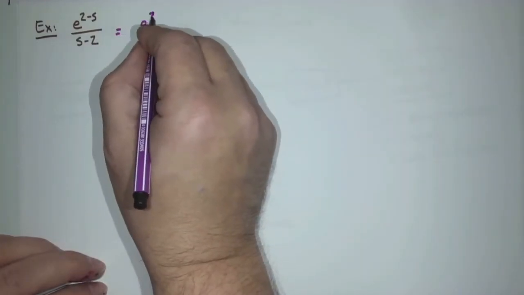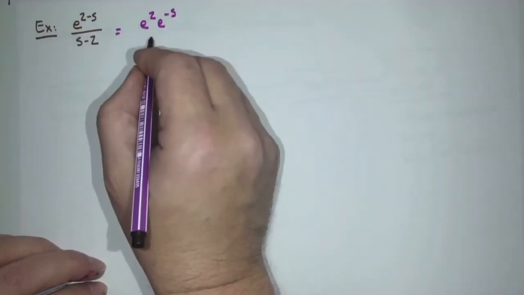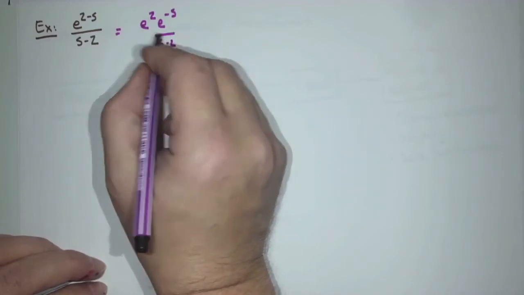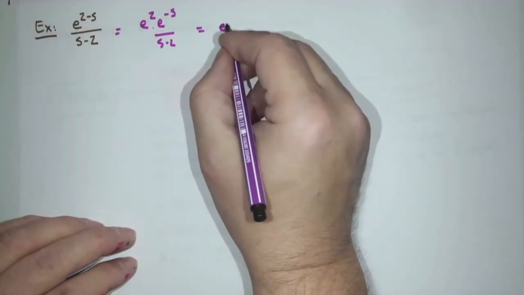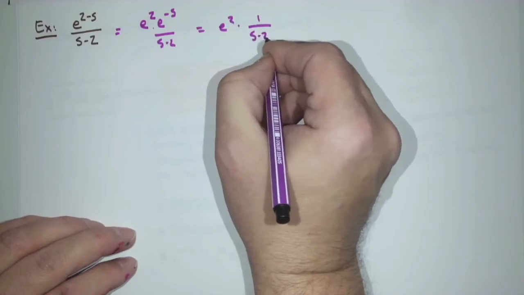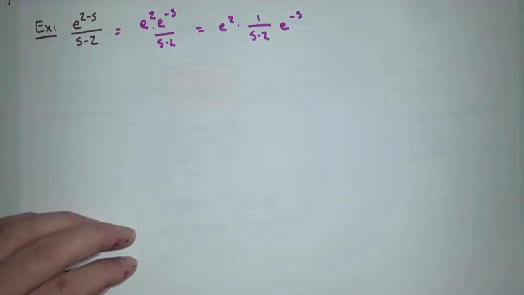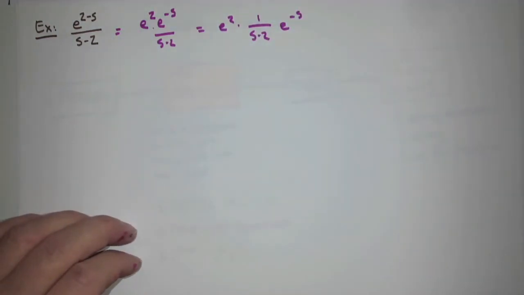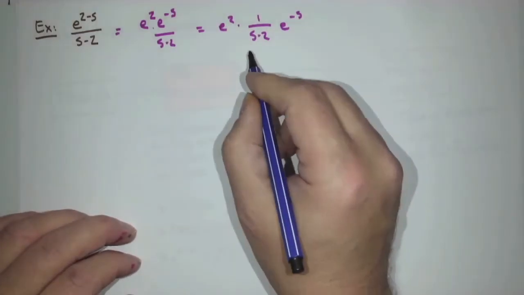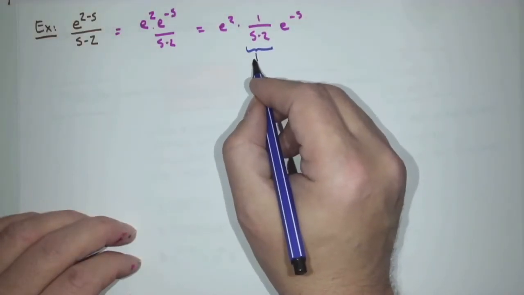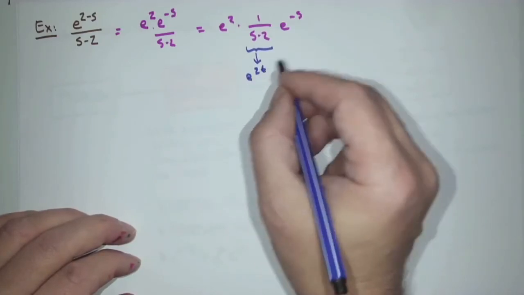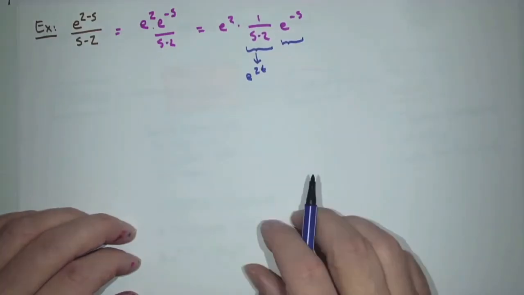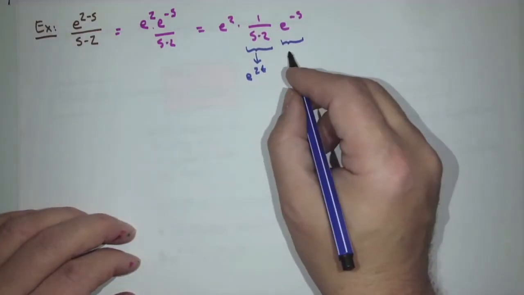Yeah, so it's e squared e to the minus s over s minus 2. So you think of it as the e squared as a constant pulled out to the front. Or if you like, this is e squared times 1 over s minus 2 times e to the minus s. Now, 1 over s minus 2 would normally be associated with what function? E to the 2t. E to the minus s is telling us to do what? Shift by 1.